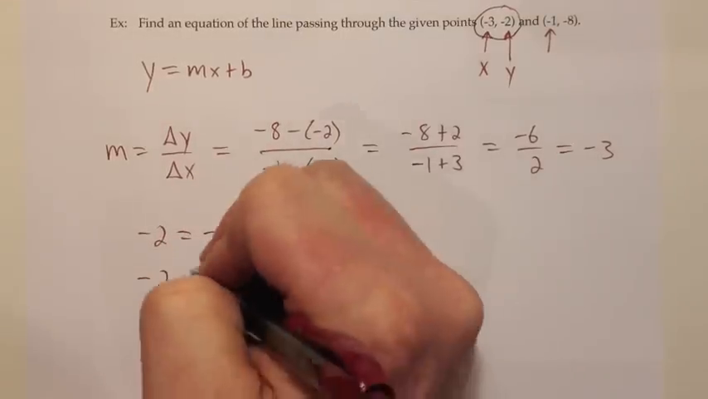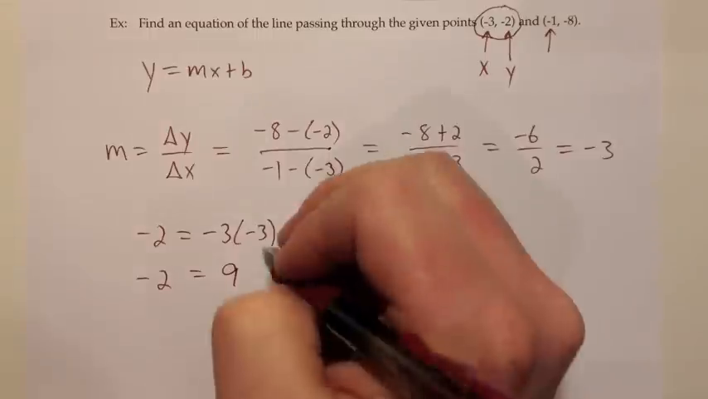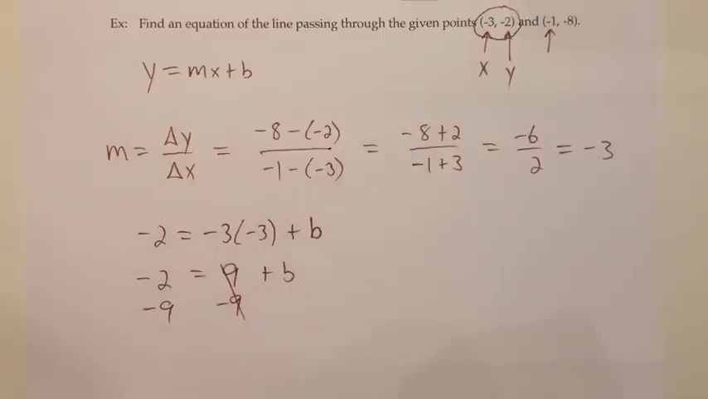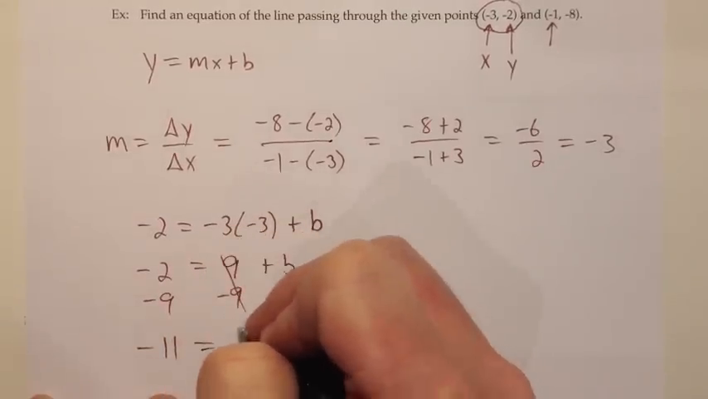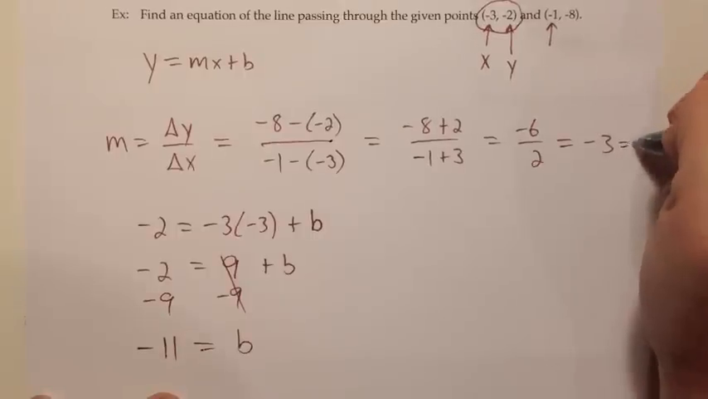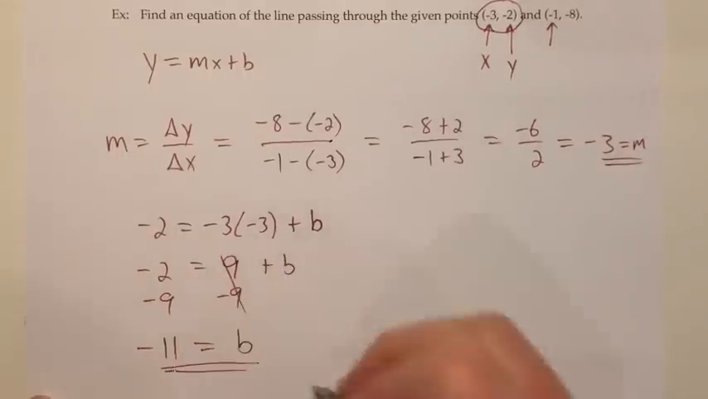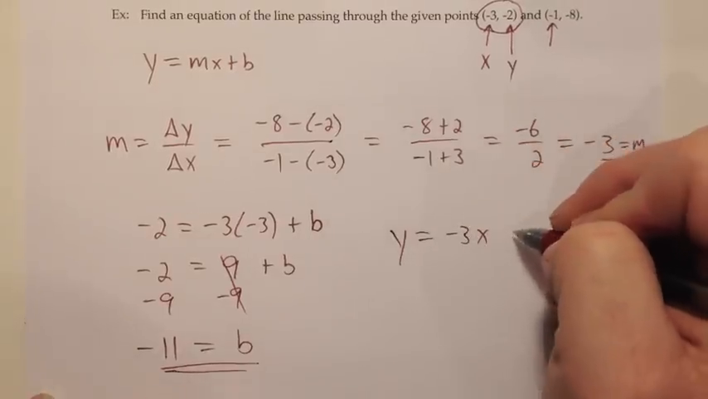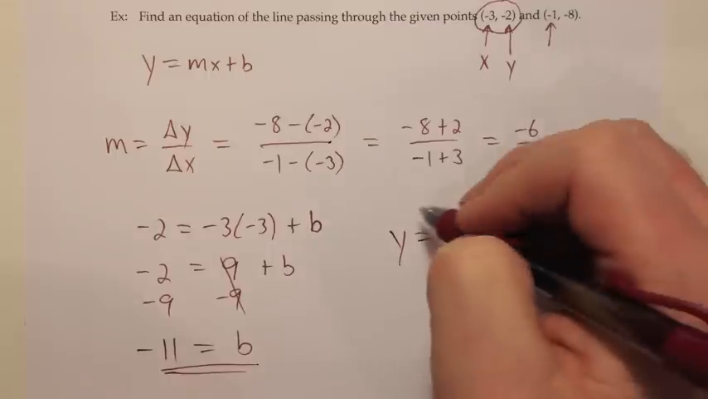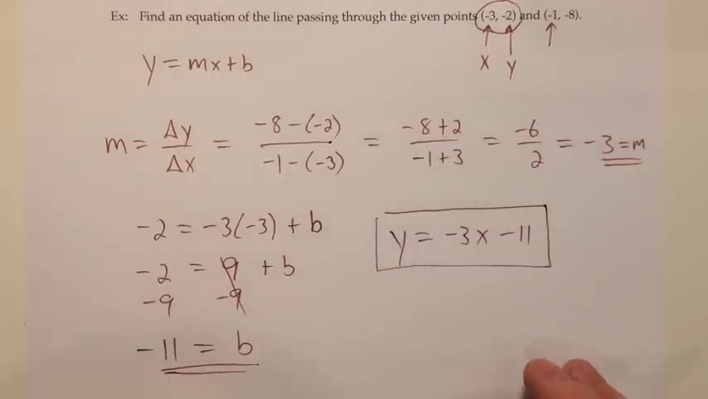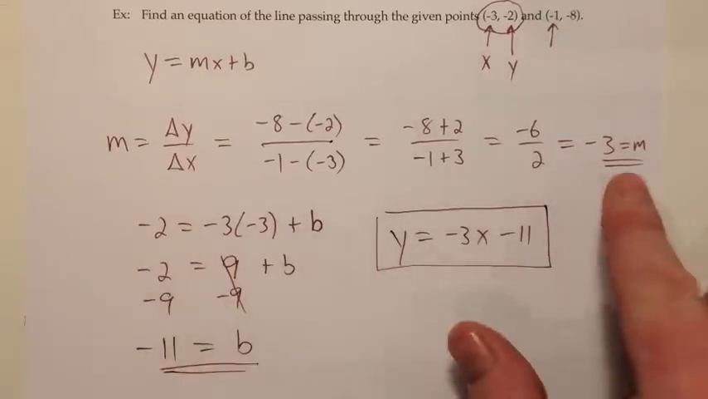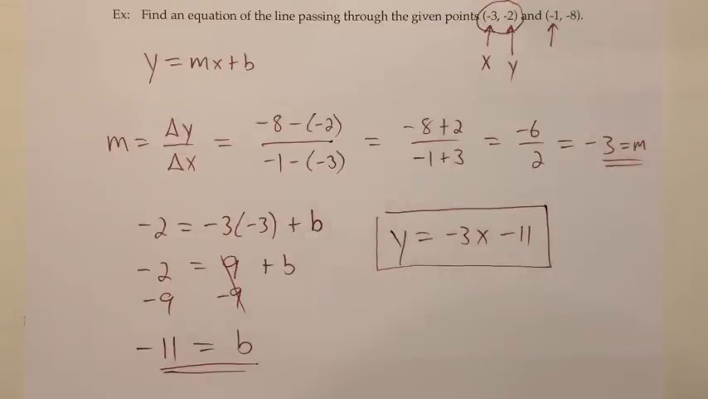So negative 2 here. Negative 3 times negative 3 is positive 9 there, plus b. I want this b by itself, so I subtract 9 from both sides. That would cancel these 9s, and I'd get negative 11 on the left equals b on the right. So now remember, this was m right here. So I know m, I know b, so I can get the equation. y equals mx plus b, and plus a negative 11 would just be written as minus 11. So there's the equation of the line, and that's the way you'd have to do that anytime you're given 2 points and no slope. You'd have to do the work to find the slope yourself, and then you could pick either point you wanted and use that to help you find your b over here.